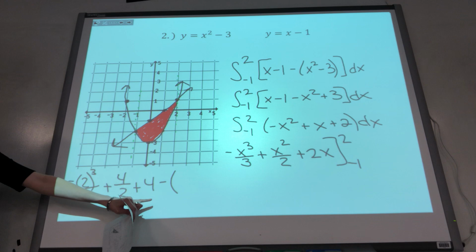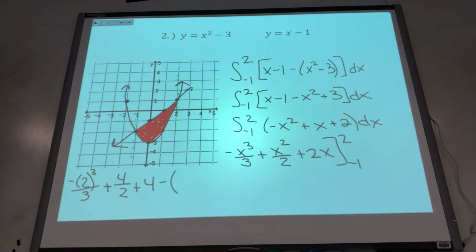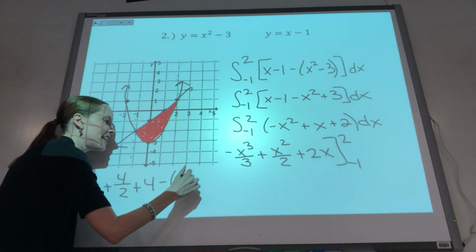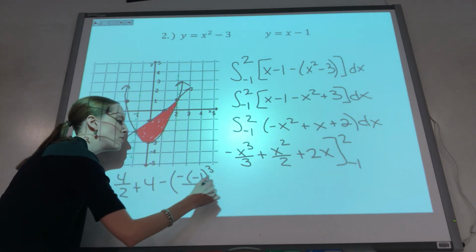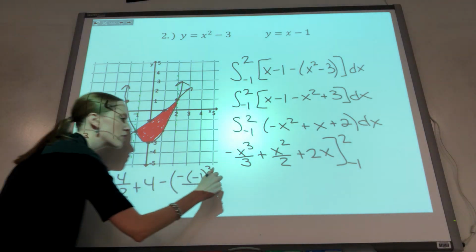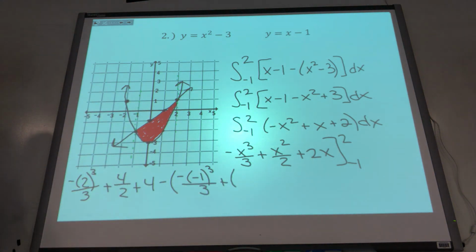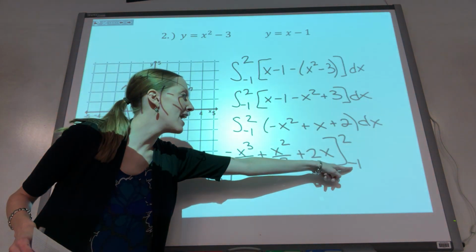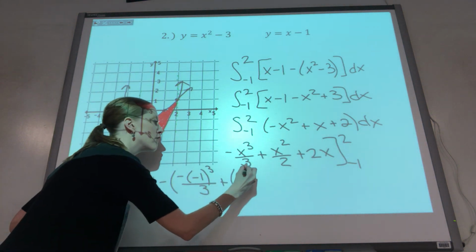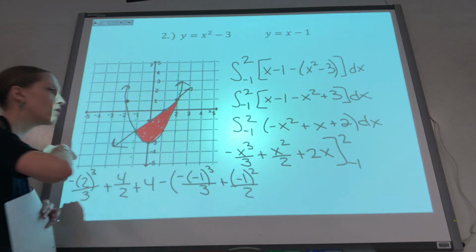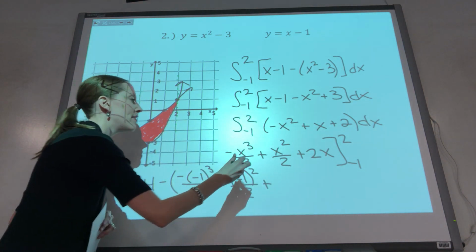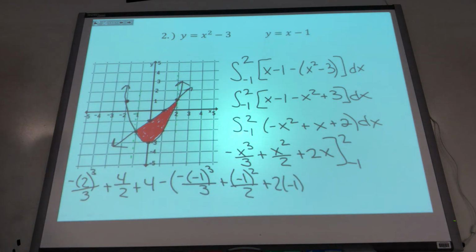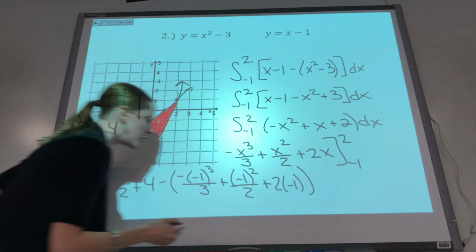Now let's subtract what we get when we plug in the negative 1. Keep that negative out front. Cube the negative 1, put it over 3. Plus, be careful with this part, we would want the entire negative 1 to be squared over 2. And then plus 2 times negative 1, that'll just make a negative 2.